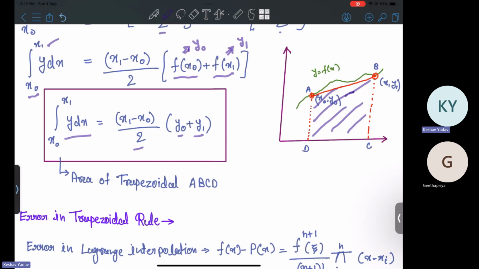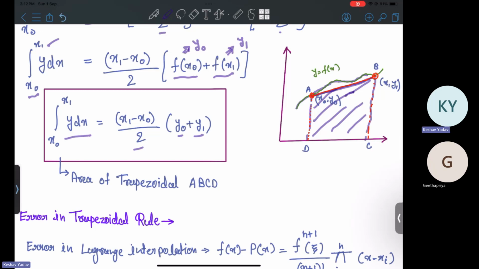Okay. So what we are doing basically, suppose we have some function like that. This is y equal to f(x). We have only 2 points A and B that are known, x0 and y0, and we do not know this function. So what we are trying to do is make a linear interpolation between these points A and B. Then we are trying to find out the area of this trapezoid.